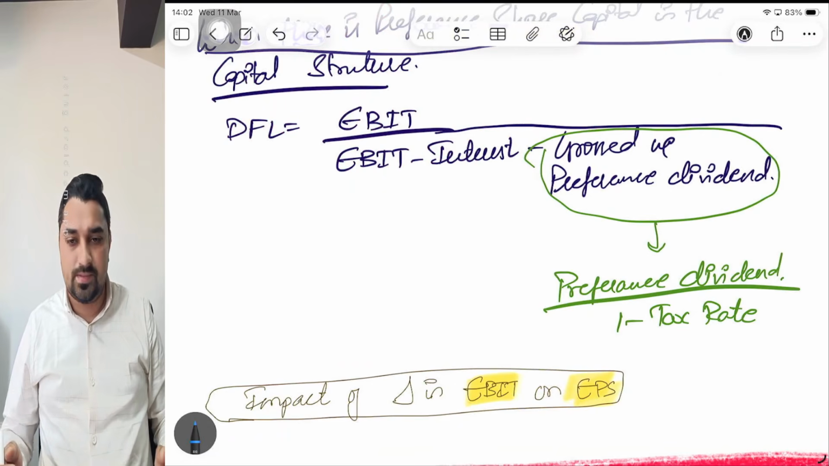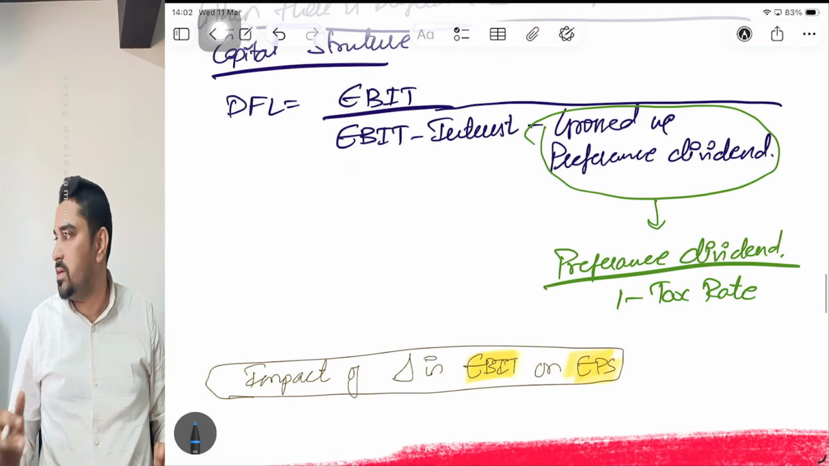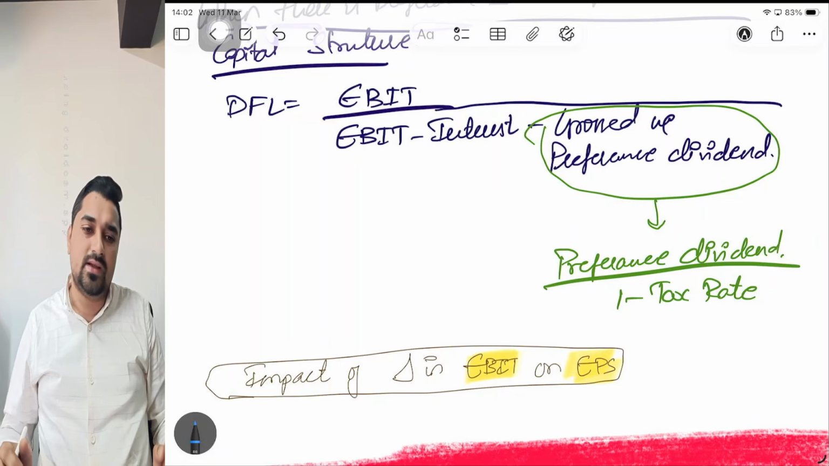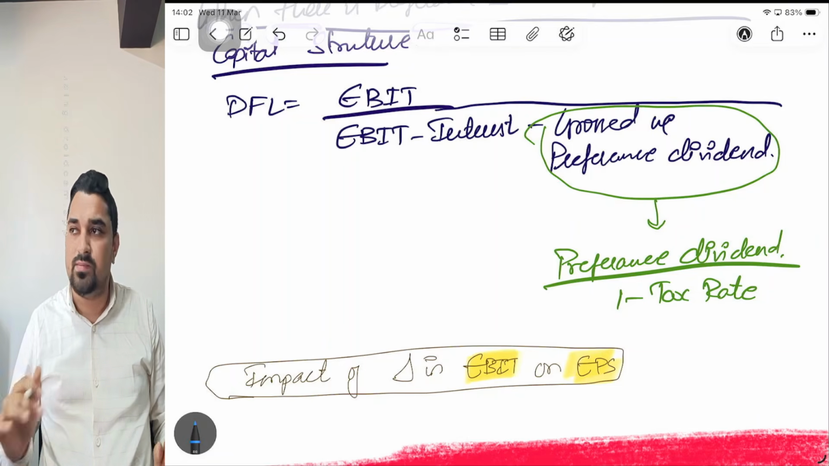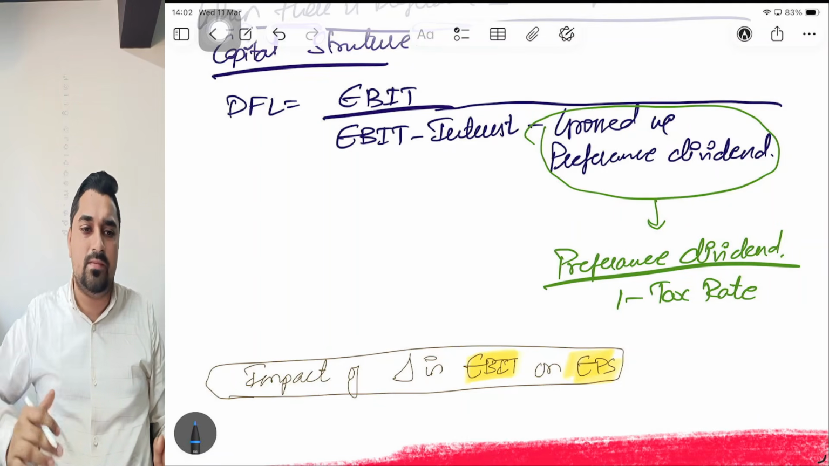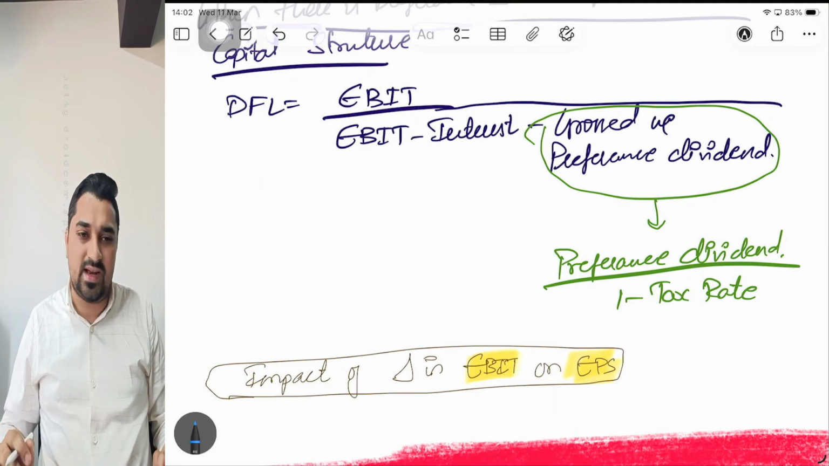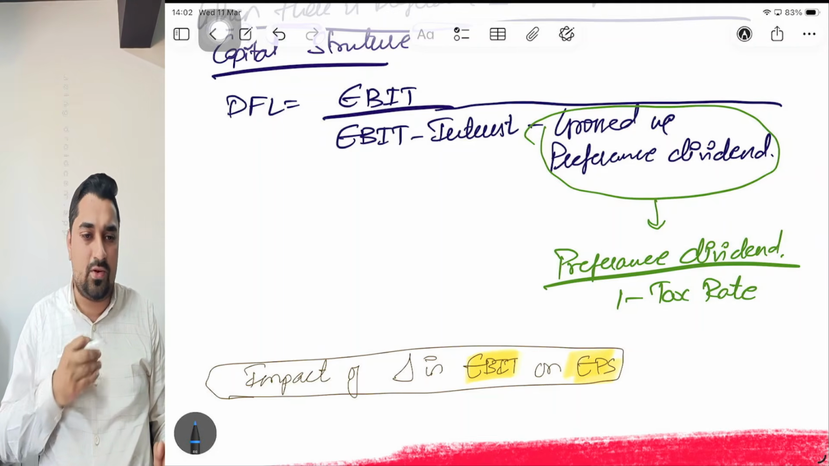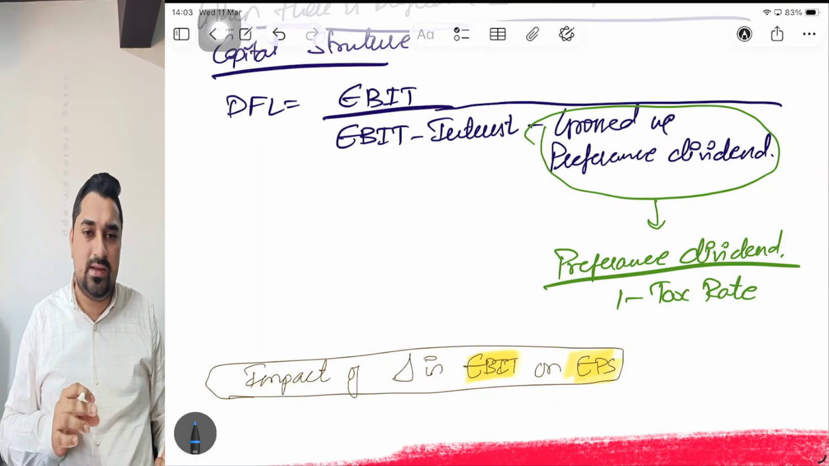So how do you gross up, sir? How do you calculate grossed up preference dividend? Simple. Preference dividend divided by 1 minus tax rate. If you want to bring something from post-tax to pre-tax, you need to divide it by 1 minus tax rate. If you want to bring something from pre-tax to post-tax, you need to multiply into 1 minus tax rate. In other words, if 30% is the tax rate, whatever will come to my pocket is only 70%. So if I have to gross up, then I need to divide it by 70%. So that is the logic.